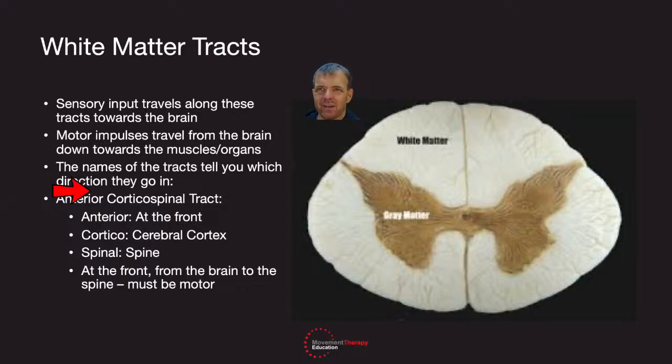So the anterior corticospinal tract. Okay, so that's one of the tracts. Anterior means it's at the front. Cortico means it comes from the cerebral cortex, and then spinal to the spine. Okay, so what that breaks down into is at the front, from the brain to the spine. So if it's going from the brain to the spine, then it must be motor. Okay, so that's why they've got all these weird and wonderful names. But when you break it down like that, it tells you the direction in which they flow.